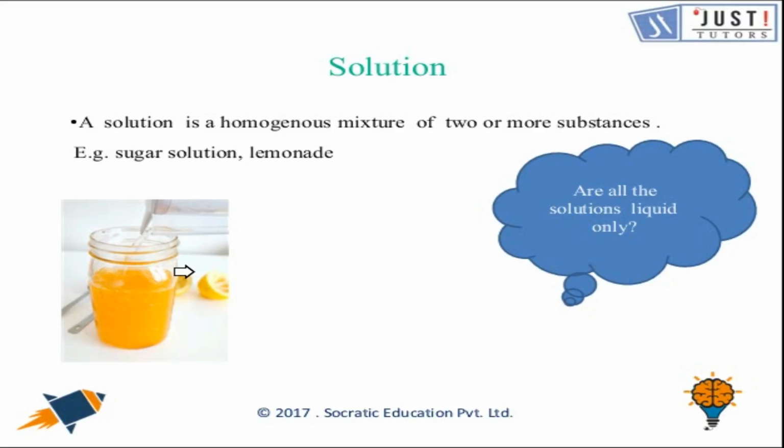For solid solution, we can take the example of alloys. As we said, a solution is a homogeneous mixture. So in the case of an alloy, we add two metals, and the composition of these two metals after getting the mixture is the same throughout the mixture. And in the same way, we have gas solution, and an example for that is air.